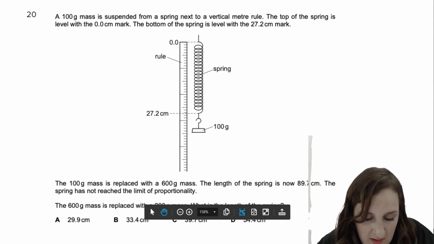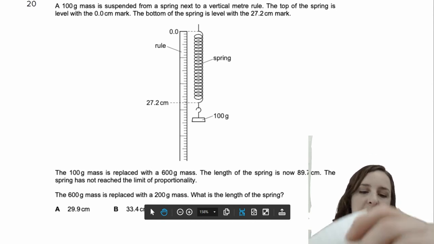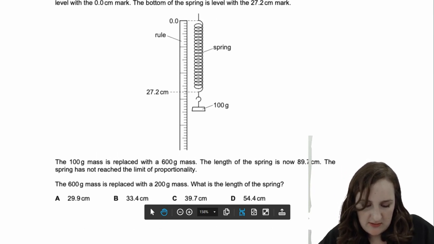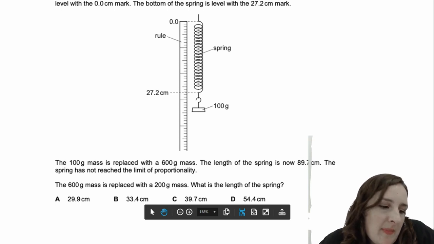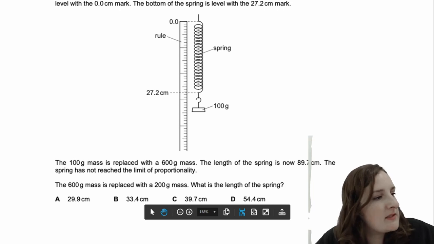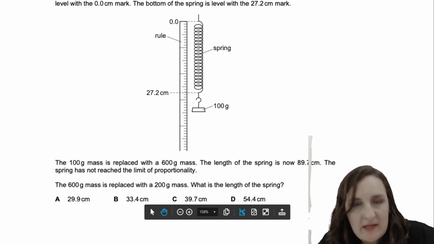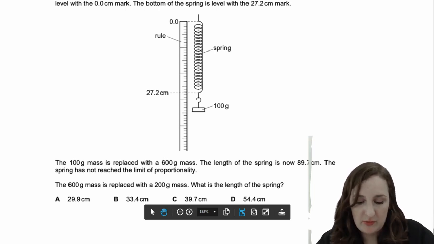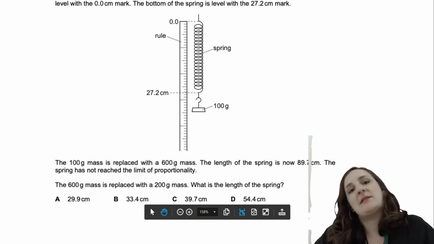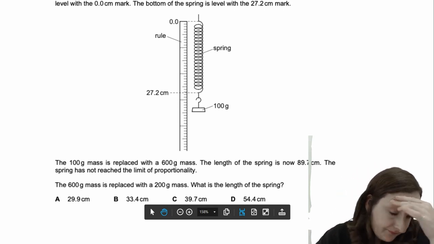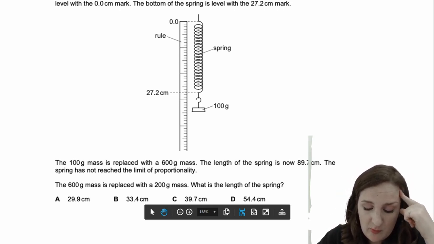Okay, that was quite a straightforward one. The next one, however, is a bit trickier, and I imagine it will have caught a lot of people out. So, a 100 gram mass is suspended from the spring next to a vertical meter ruler. The top of the spring is level with the 0 centimeter mark, and the bottom of the spring is level with the 27.2 centimetre mark. A 100 gram mass is then replaced with a 600 gram mass, and the length of the spring is now 89.7 centimetres, and the spring has not reached the limit of proportionality.